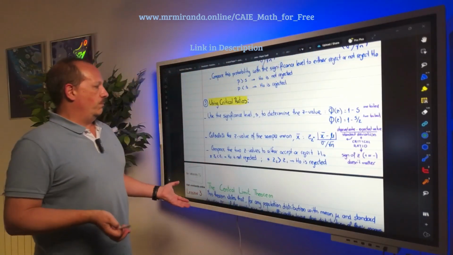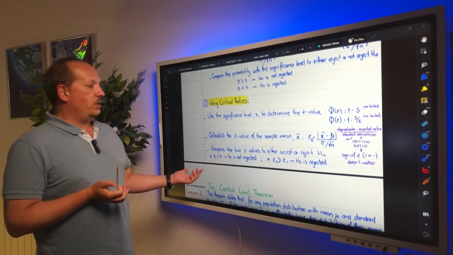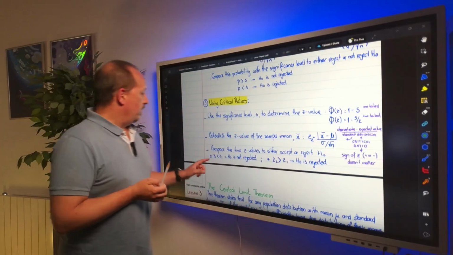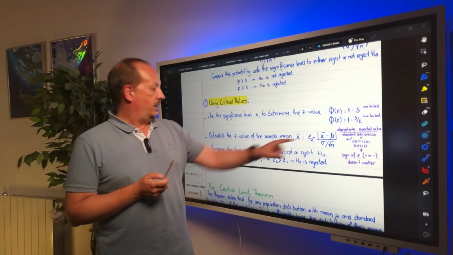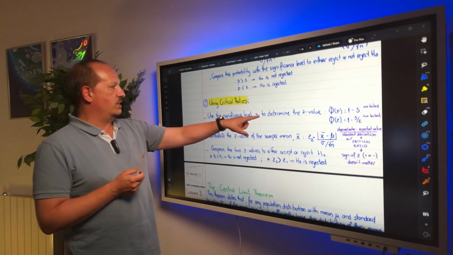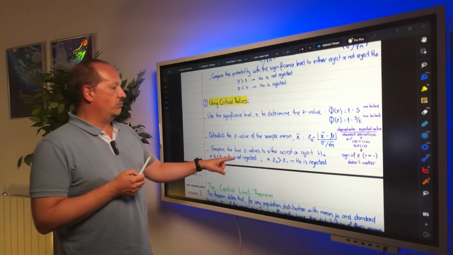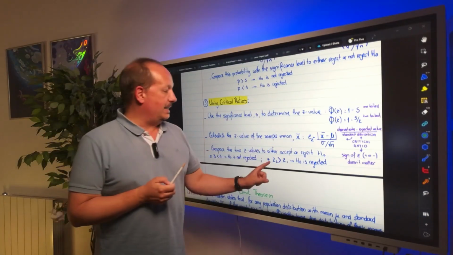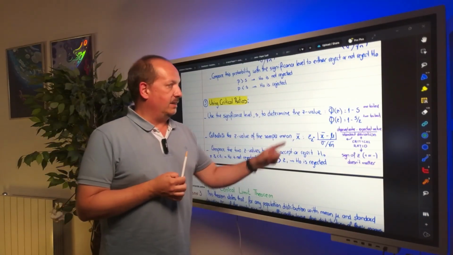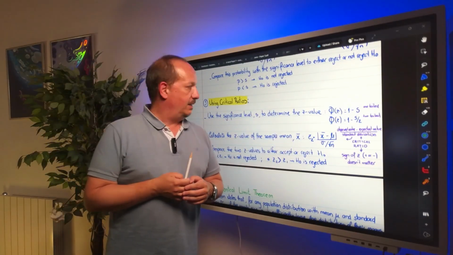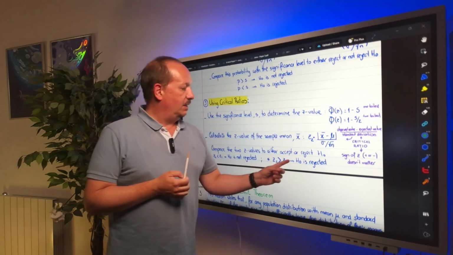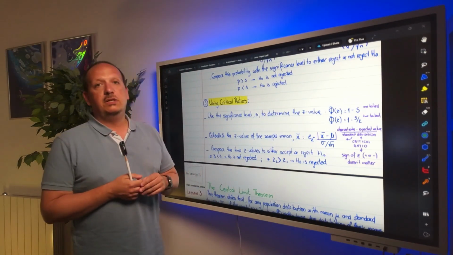Then what you do? Compare the two z-values to either accept or reject H0. If this one is smaller than the one associated with the significance level, then H0 is not rejected. If this one is bigger than the one associated with the significance level, then H0 is to be rejected.